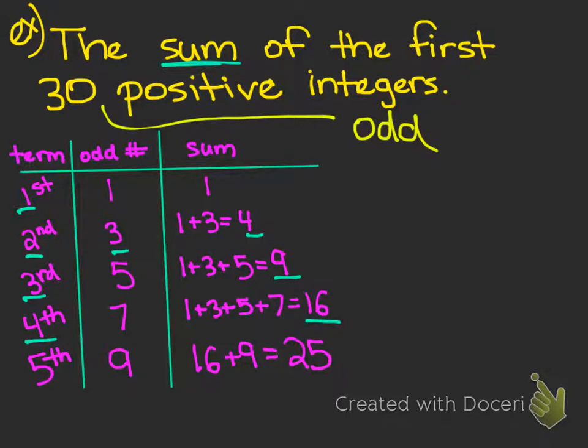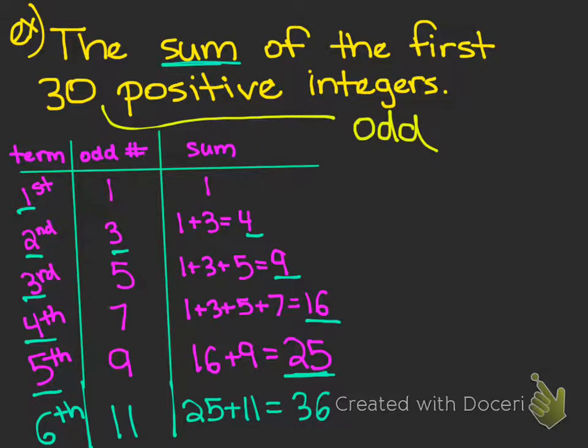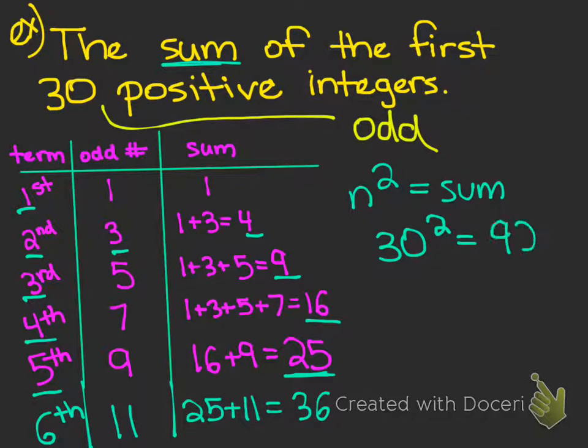Do you notice a pattern yet? The fifth one, the number is 9. The sum of all of those is 25. We could go down and do the sixth one. The sixth one we would add in here would be 11. And if you added all of those up, that'd be 25 plus 11, that's 36. So do you see the pattern? Okay. The pattern of this is you take the number term and square it, and that gives you the sum. So if I wanted to know the sum of the first 30 odd numbers, it would be 30 squared, so it would be 900.